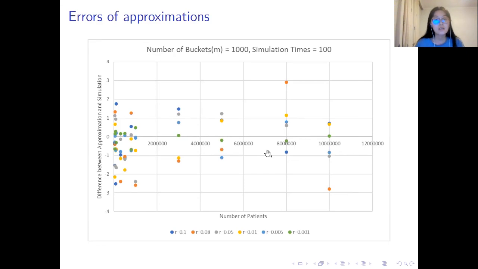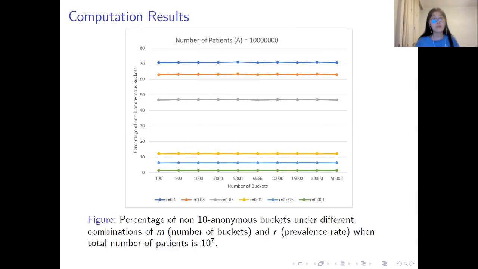Okay, now let's look at another interesting computation result. When R is fixed, so the prevalence rate is fixed, a roughly constant fraction of buckets are non-10-anonymous. This constant is close to the probability that there is at least one collision and no more than 10 collisions when the bucket size is at mean value. So if the users are not very sensitive to errors, they can use this constant to estimate the expected number.